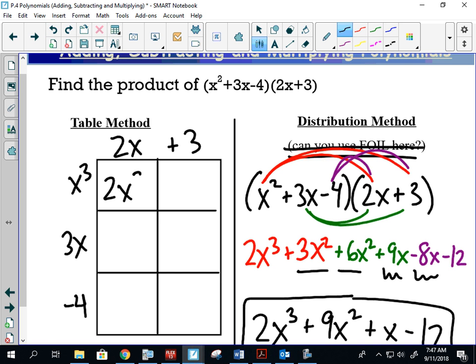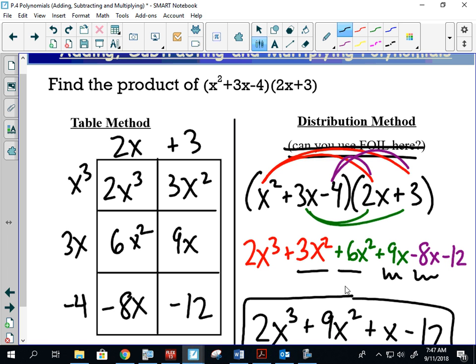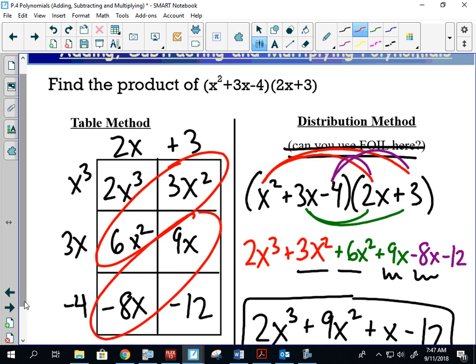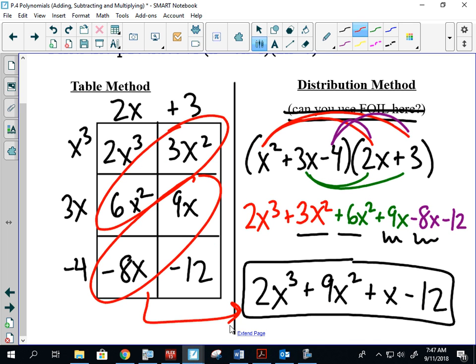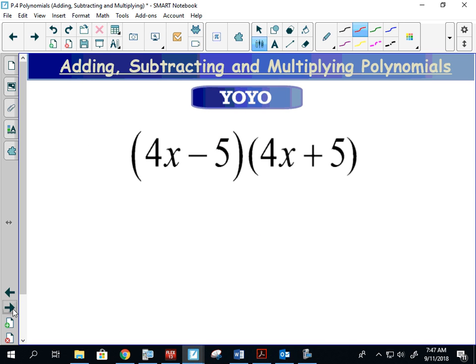So 2x cubed, 3x squared, 6x squared, 9x, negative 8x, minus 12. You see I get the same 6 pieces that I got over here, and I just combine my like terms, and my like terms are going to be diagonal from one another, right there and right there. And I get the exact same answer that I had when I combined them like that. It's just a different method. Okay? There you go. That is multiplying polynomials, you can either use the distribution method or the table method.